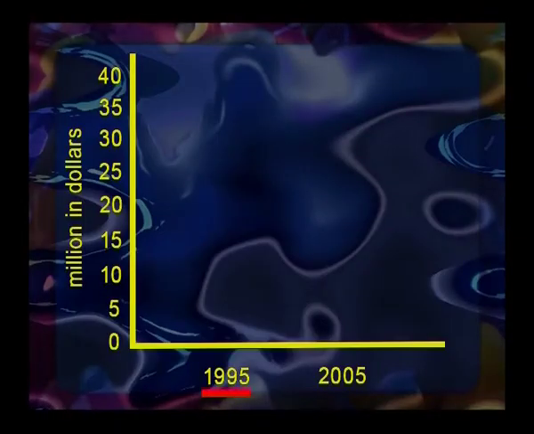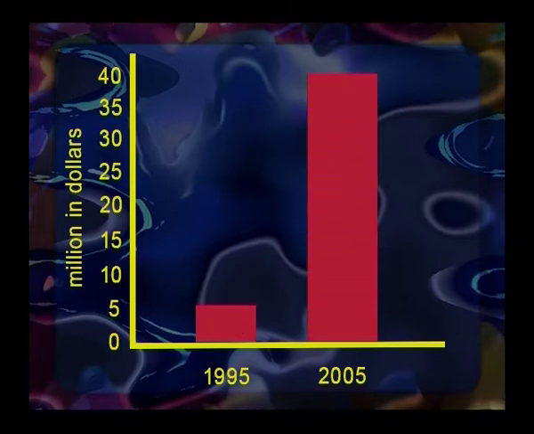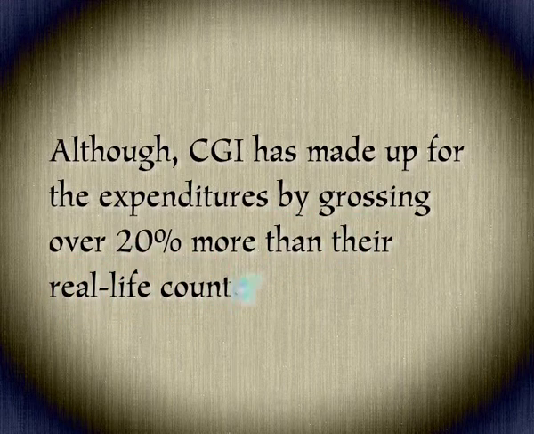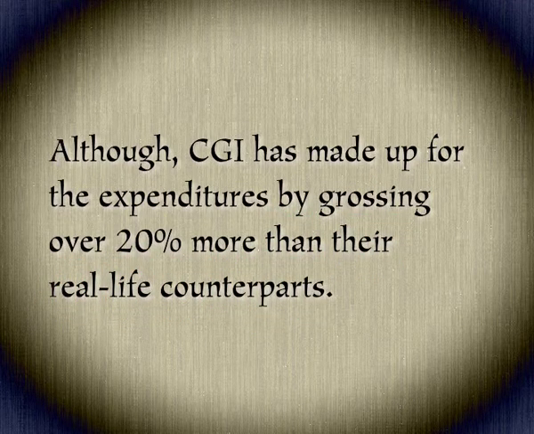Between 1995 and 2005, the average effects budget for a wide release feature film skyrocketed from $5 million to $40 million. According to one studio executive, as of 2005, more than half of feature films have significant effects. Although costly, CGI has made up for the expenditures by grossing over 20% more than their real-life counterparts.